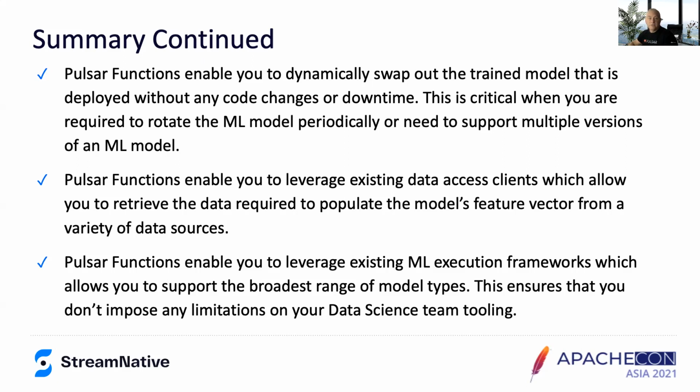And again, Pulsar functions allow you to leverage existing data access clients. So any Java, Python, or Go client library that exists, you can automatically use as part of your pipeline. And they also allow you to leverage existing machine learning execution frameworks. That allows you to support the broadest range of model types, so you don't have any limitations on the machine learning models that your data scientists use or create for you. None of their tooling gets impacted. Whatever they can do, as long as there's a Java or Python execution framework for it, you can support it with a Pulsar function.